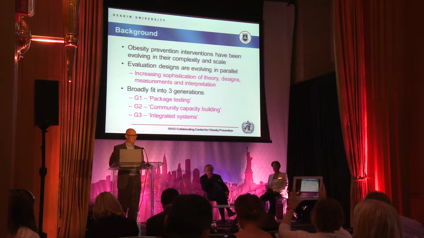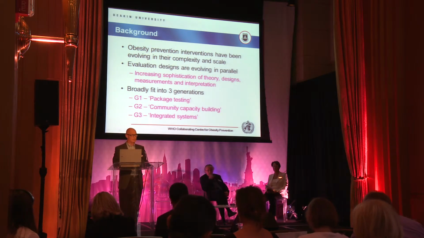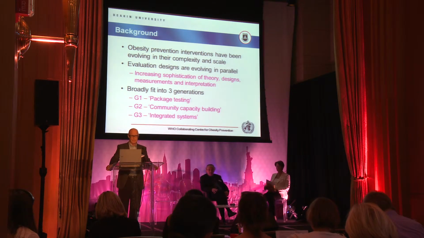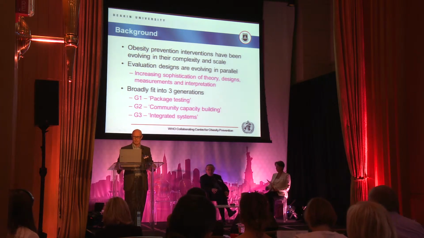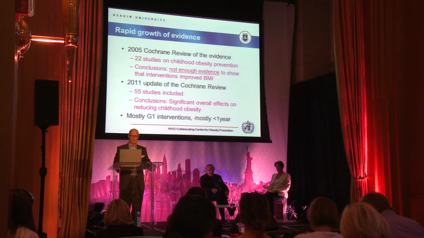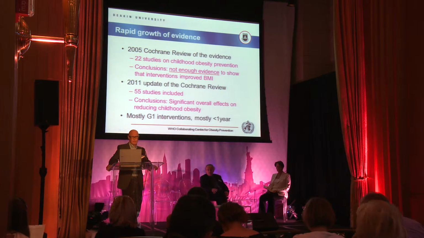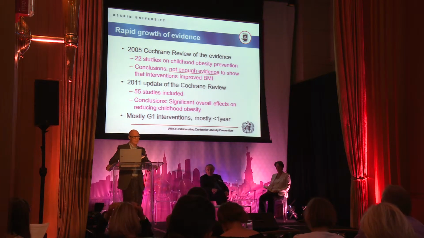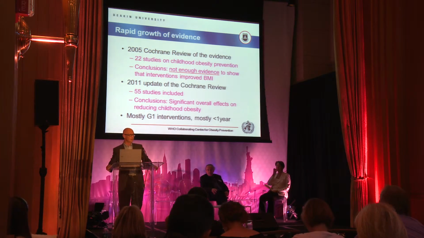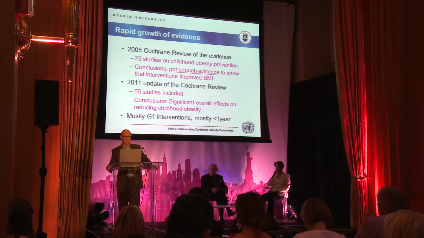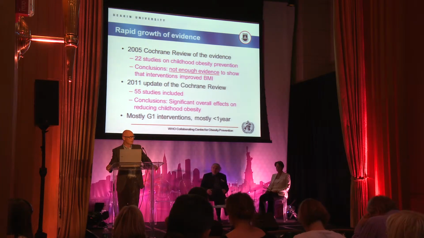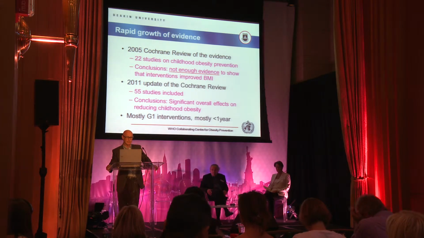I think they've broadly fit into what I've called three generations of interventions. One's the package testing, second is community capacity building, and the third is integrated systems. So I'm just going to go quite quickly through those. In 2005, the Cochrane Review of the Evidence came up with 22 studies on childhood obesity prevention, and the conclusions, rather disheartening for everybody working in the field at the time, was that there is not enough evidence to show that interventions improve BMI. That review has recently been updated and was published at the end of last year.